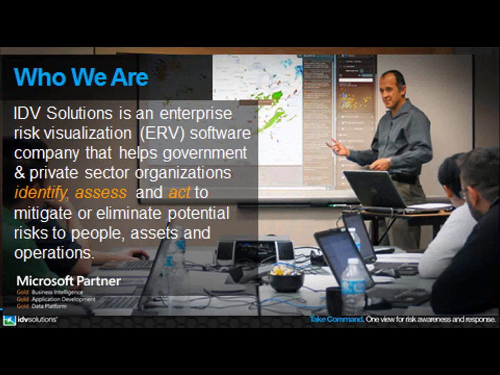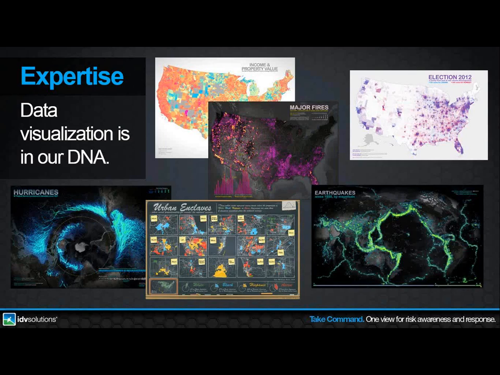Okay, great. Thank you. So IDV Solutions is an enterprise risk visualization, or ERV, software company. Our mission is to help government and private sector organizations identify, assess, and act to mitigate or eliminate potential risks to people, assets, and operations. We were founded in 2004, and we're based in Lansing, Michigan. We have representatives nationwide and a worldwide network of trained implementation partners. We're also a Microsoft Gold Certified Managed Partner. We're very proud of that relationship. They're also an important customer, and I'm going to talk a little bit more about that in a few minutes.